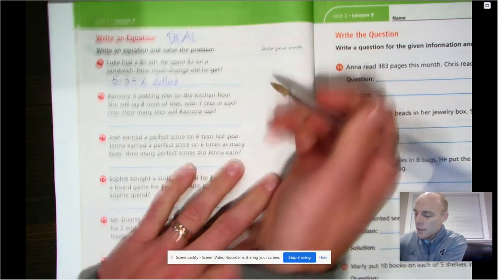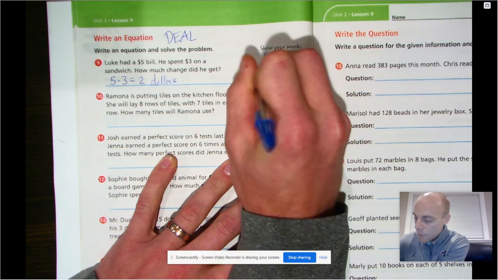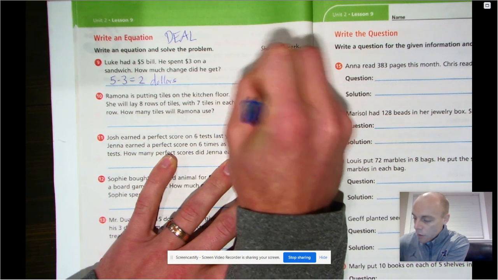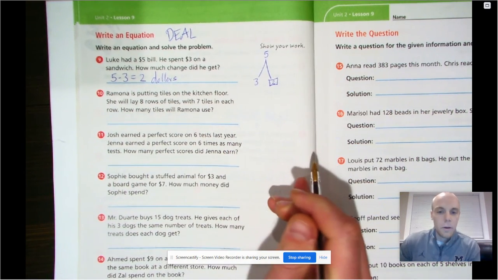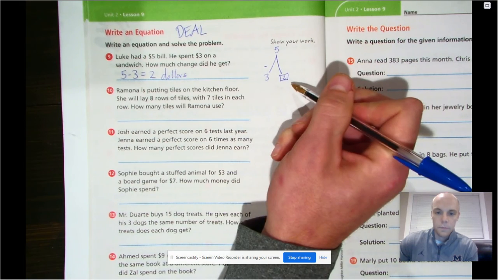You draw your math mountains. Same thing with addition. You'll draw a math mountain for that. If you come across addition, 5 total at the top, 3, and then your unknown, which is 2 there. So you just draw a math mountain just like that. 5 total. He gives away, subtracts. He gives away 3. He has 2 left over.